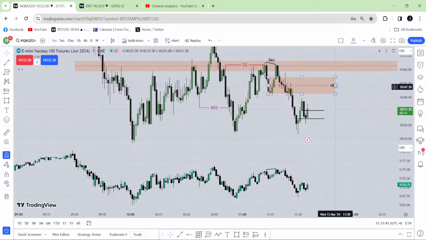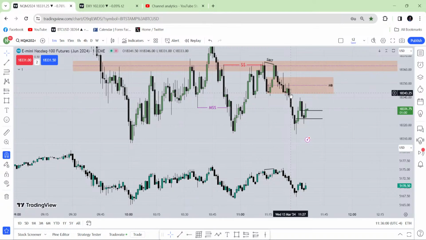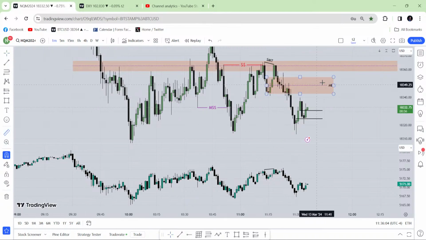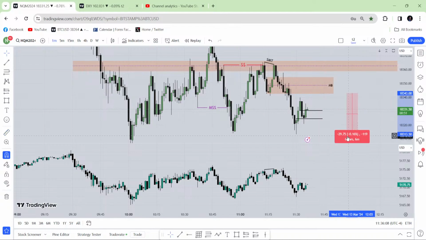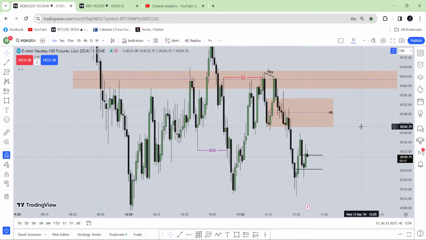So is the mitigation block clear, brother? This is the live example. I pushed my button, right? Depending on the mitigation block, here I pushed my button when it went below the mitigation block. Then I added one more when it was a valid mitigation block. So from here, if you push your button from here to here, still 30 handle, not bad.